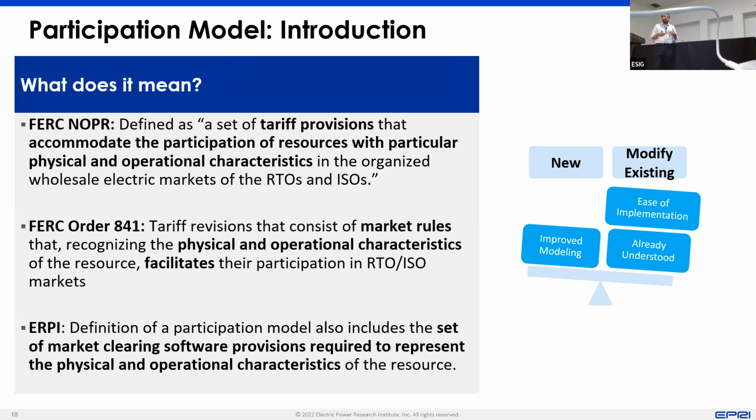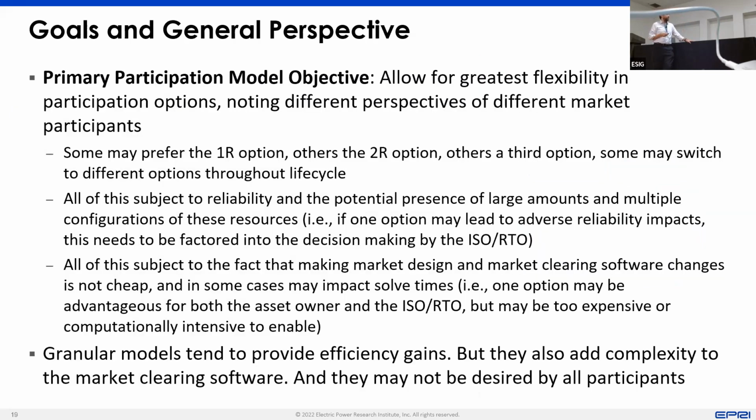But you think about this as, how does a wind resource participate in the market? They might provide different information. They might have different rules than a thermal resource. And there's a couple objectives that we'll talk about, but that's really what it comes down to. And what I'll do is talk about a few examples of different participation models that are in existence today, particularly around emerging technologies.